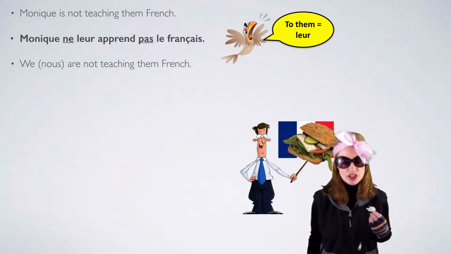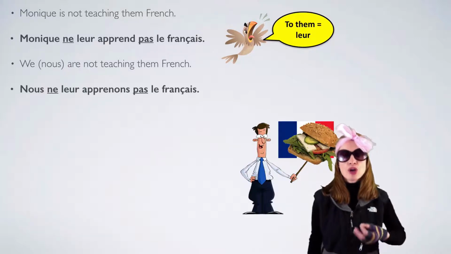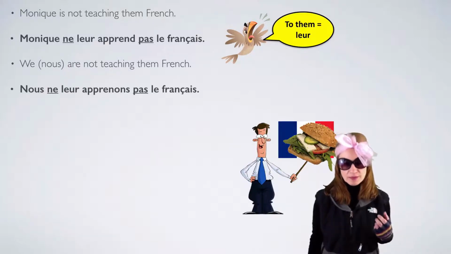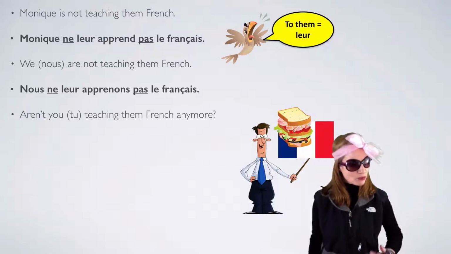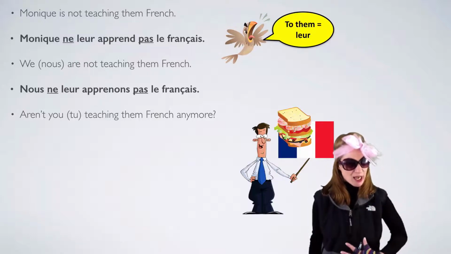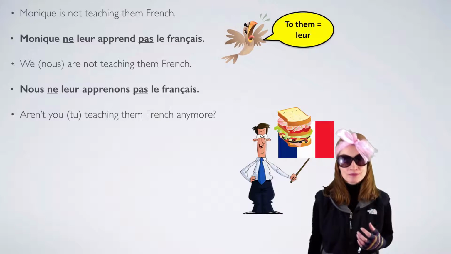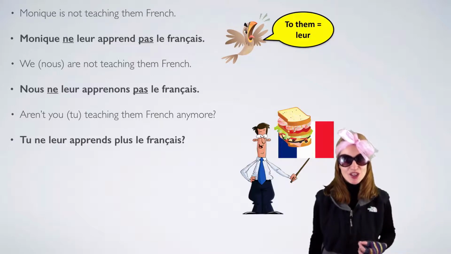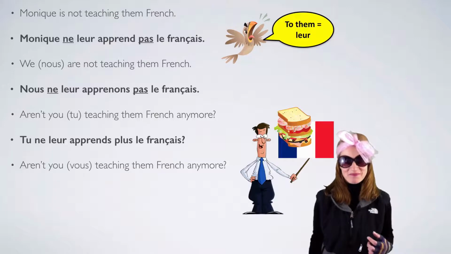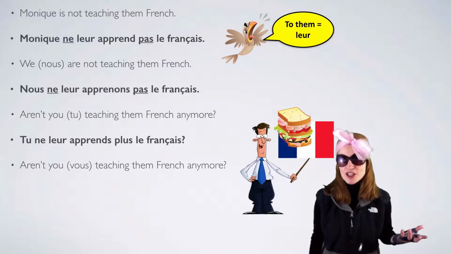We are not teaching them French using nous. Nous ne leur apprenons pas le français. Using tu. Aren't you teaching them French anymore? We've got the big no more, no longer, anymore. Huge sandwich. I can't eat anymore. Tu ne leur apprends plus le français? Plus replaces pas. Using vous. Aren't you teaching them French anymore?